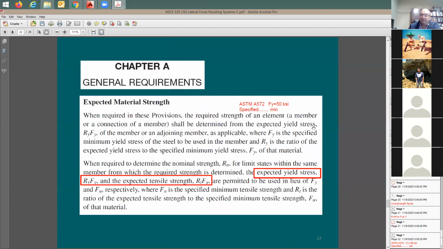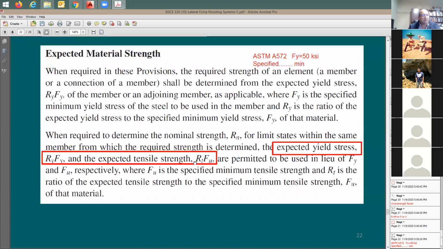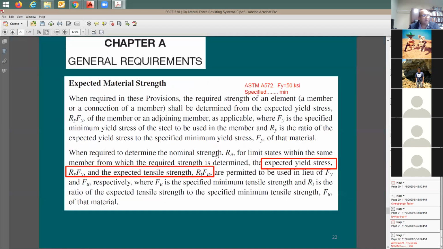Because we need to know exactly where it's going to be when it comes to the expected. So it says here, the expected yield stress is going to be equal to some factor, called R, multiplied by F sub Y. And for the ultimate, it is going to be R sub T times F sub U. So this R factor that you're going to be using for the yield strength, we need to magnify it a little bit for the expected value. And for the ultimate, we also need to magnify it a little bit.